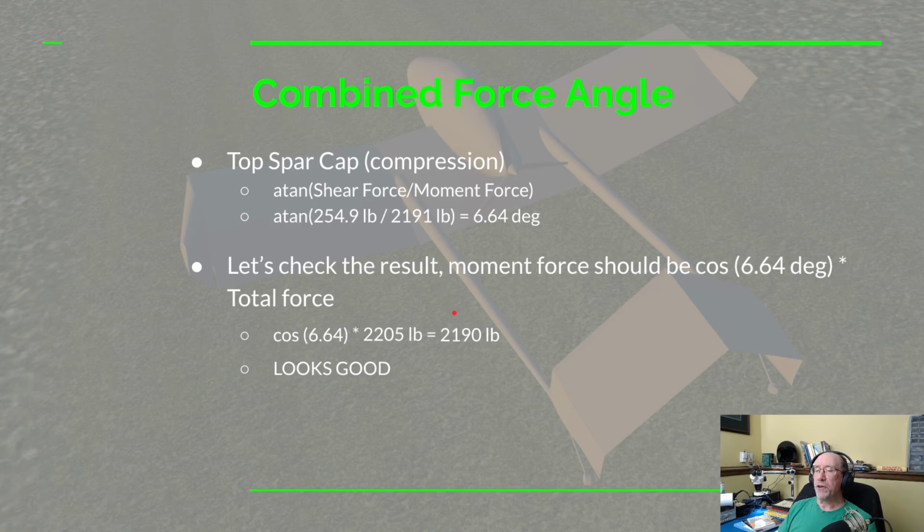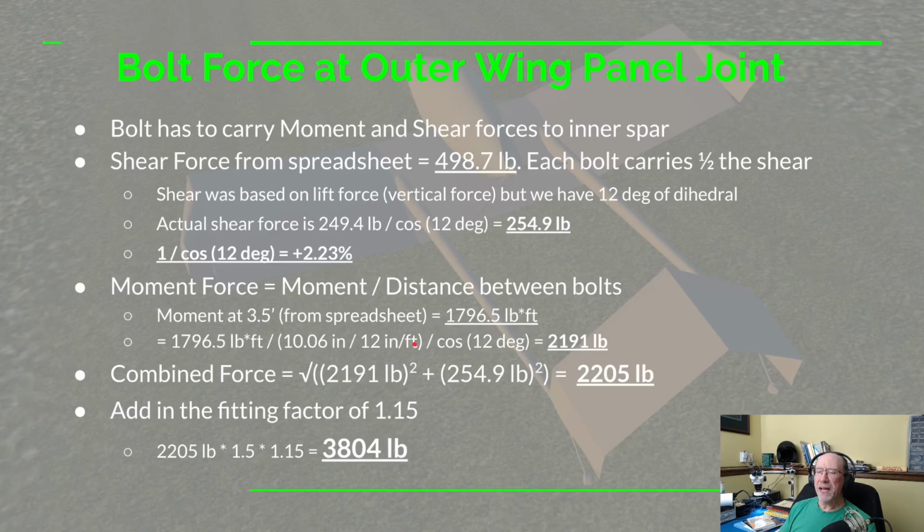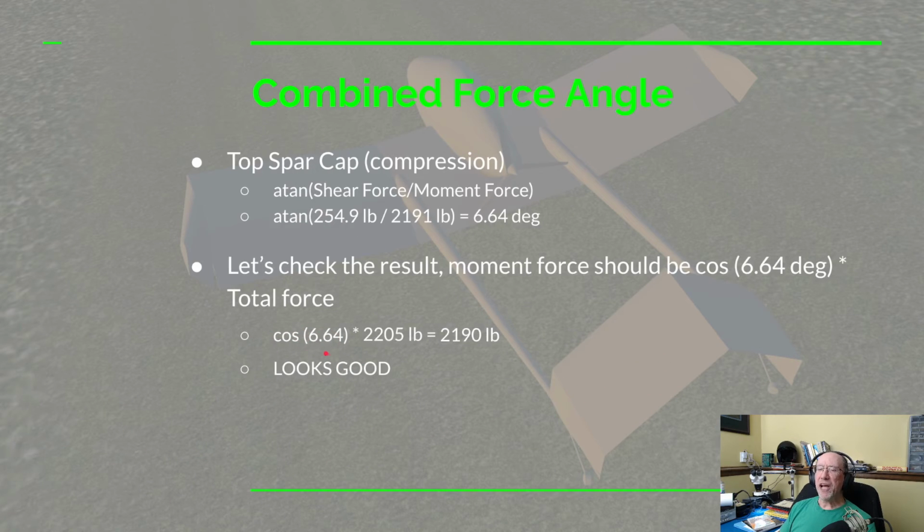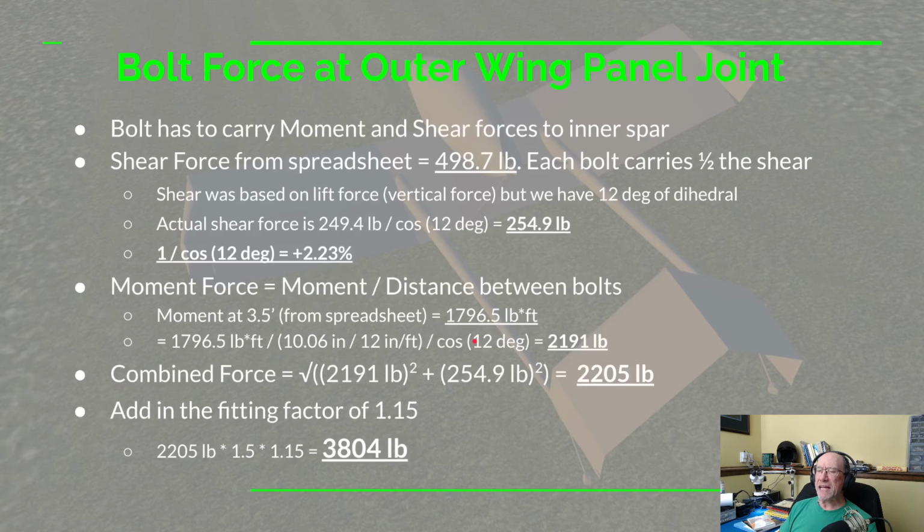Let's work backwards. We start with the 2205. Now that's before we added in our fitting factor. That's this value here, the value that we got right here. We'll take the cosine of that 664. And that comes up with 2190 and 2191. So we're really close, so that's good.